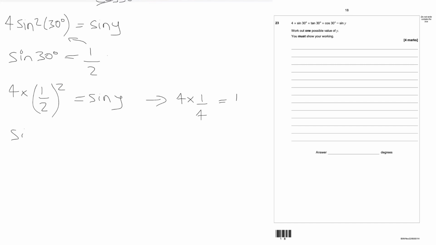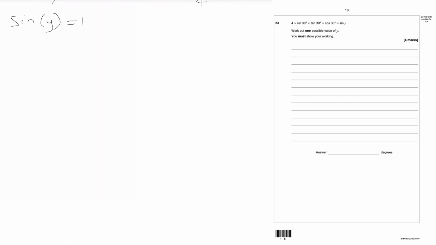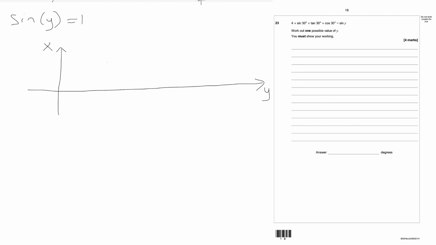So what I want to do now, I'm going to go ahead and draw out the sine of y graph. And you notice here I've put the y on what would commonly be the x-axis. So obviously this is a sine of y graph. So our y values run along the horizontal axis, and then I've called my other axis x.